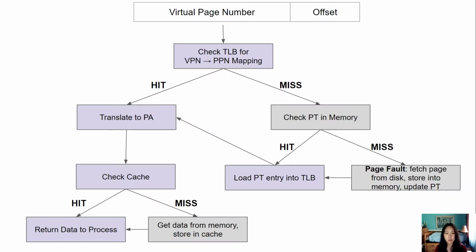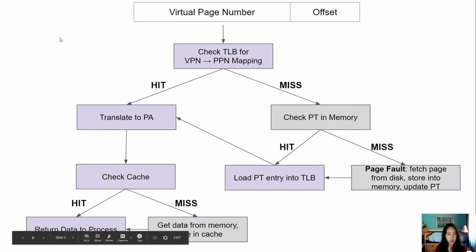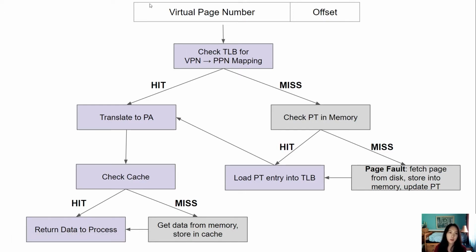So here is the general flow of how we go from a virtual address into getting the data for our process. So first of all, we split our virtual address into the VPN and offset. Then we check the TLB for the VPN to PPN mapping. If it is a TLB miss, then we have to check the page table in our memory. And if this also does not have a valid mapping, then we have a page fault. And we must fetch the page from the disk, store it into memory, and update our page table with the proper entry.